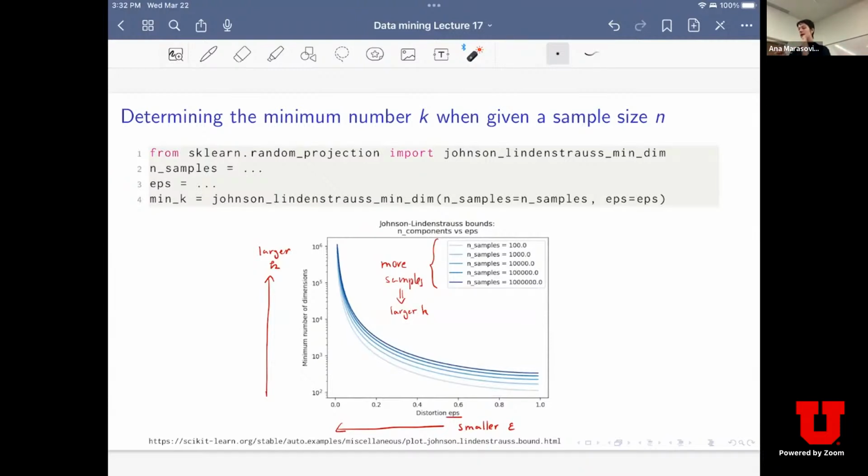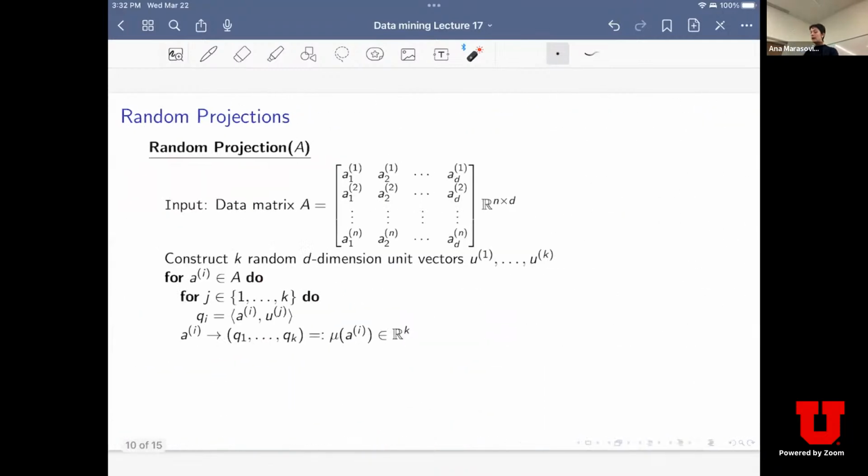SVD and PCA did one thing. Now we are focusing on the problem of pairwise distances, and we have a technique for it when we have a certain number of dimensions. The technique is extremely simple. You will have your data matrix A. You just construct K random d-dimensional unit vectors, u1 to uk. And this comes from the proof. The proof of the lemma had said to construct these vectors. Originally, it had also said you need orthogonal vectors, but later on that requirement was lifted. So this comes from the original proof.